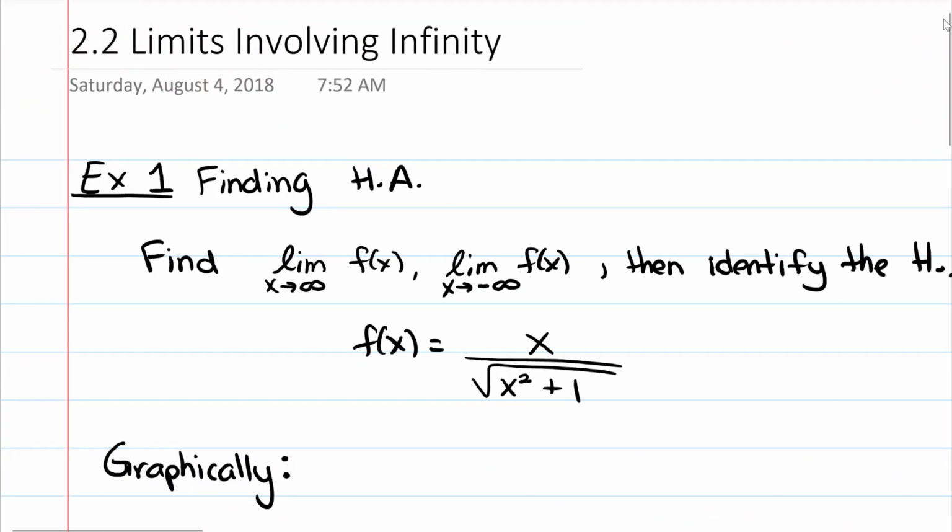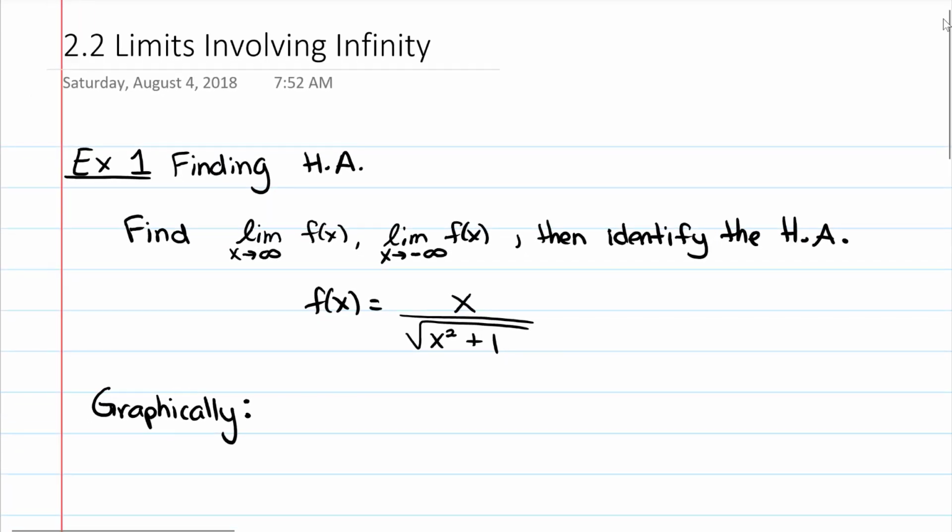2.2, Example 1. Determining horizontal asymptotes. So in this example, we're going to find the limit as x goes to infinity of f of x and the limit as x approaches negative infinity of f of x. And then we're going to use those limits to determine the horizontal asymptotes.